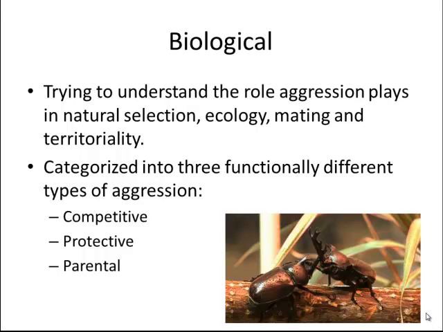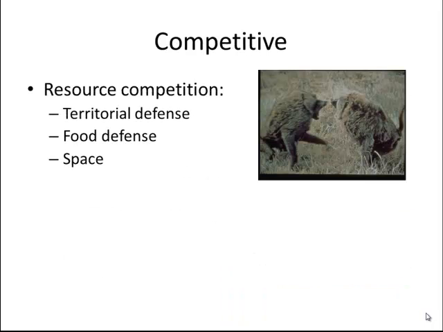We can categorize aggression, at least we do in the literature and biology, into competitive, protective, and parental aggression. And we're going to look at each one of those. So, competition. Well, this could be competition for territory, where you live. We see this in everything from birds and beetles and of course mammals. They protect their environment against competitors. Well, you can have competition for food. You can have competition for just small space.